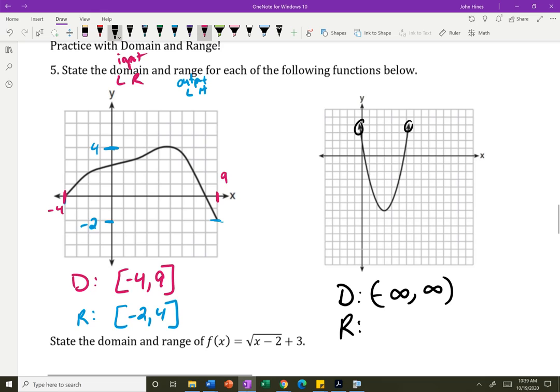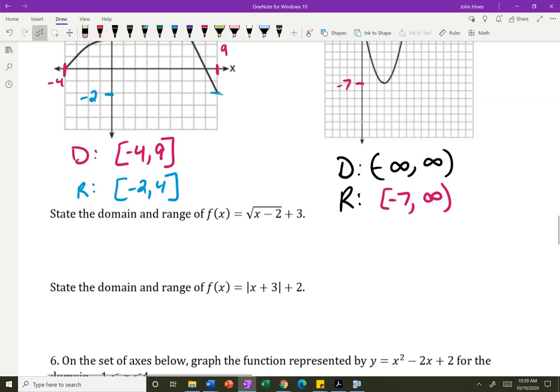While the range, how low do I go? 1, 2, 3, 4, 5, 6, 7. -7's as low as I go. And how far up do I go? Well, it never stops. Those arrows keep going up forever. So -7 with a bracket, because I can touch that point, going up forever to infinity. Just make sure you're always going low to high. That's a common mistake that I see from people. Low to high.